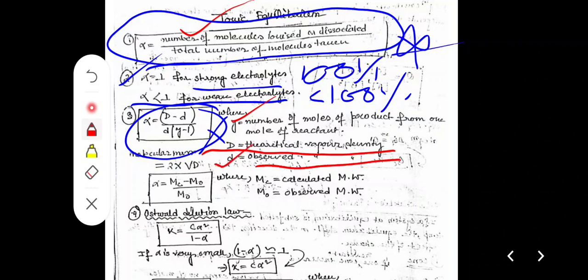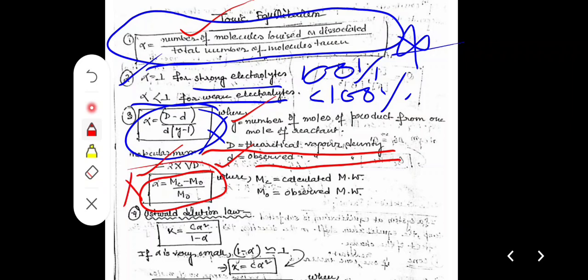So what we conclude is that capital D can be given theoretically, and small d is experimentally observed. The two are not the same. Most of the cases, our theoretically predicted value and experimentally verified value are not the same. Molecular mass equals 2 into Vd. There is another equation as well, but that is also not so important.